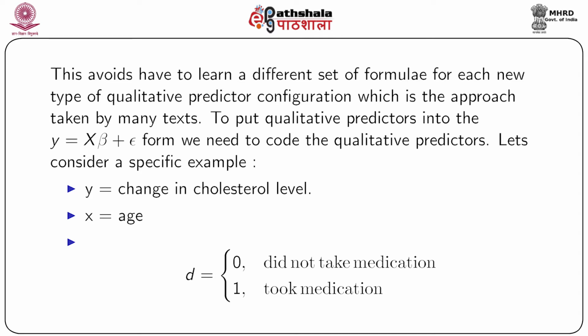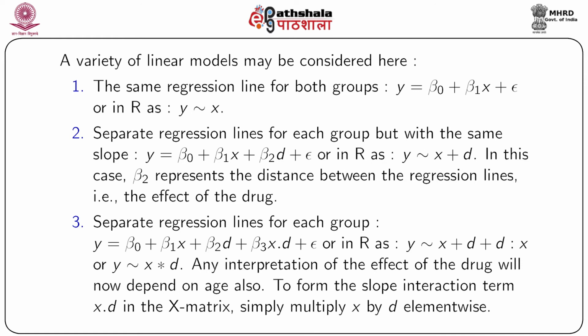To put qualitative predictors into the y equals X beta plus epsilon form, we need to code the qualitative predictors. So let's consider a specific example that we were talking about previously, where y is the change in cholesterol level, x is age, and d takes the value 0 if no medication is given to the patient and 1 if the patient is given some sort of medication. A variety of linear models may be considered. This we had already discussed in the previous module.